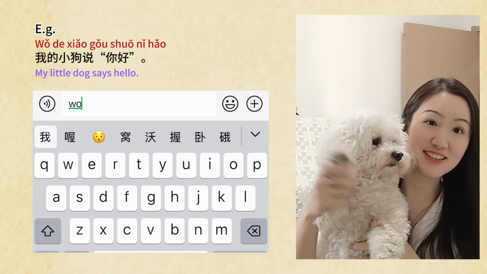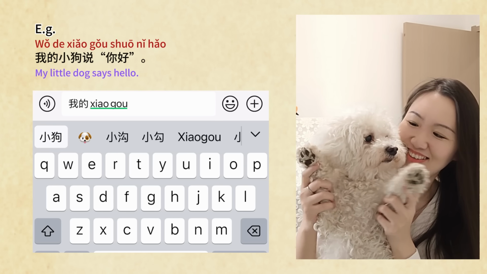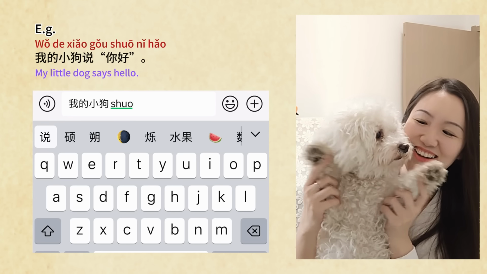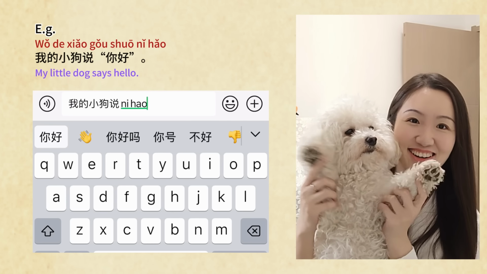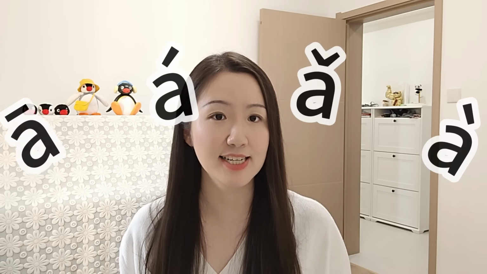I'll type a longer sentence as an example. My little dog says hello. 我的小狗说你好. Nice and simple, just like that. I know, now you must be questioning, wait, what about tones? Good question. Very good question. Chinese has tones. Everyone knows that. So why don't we type them?